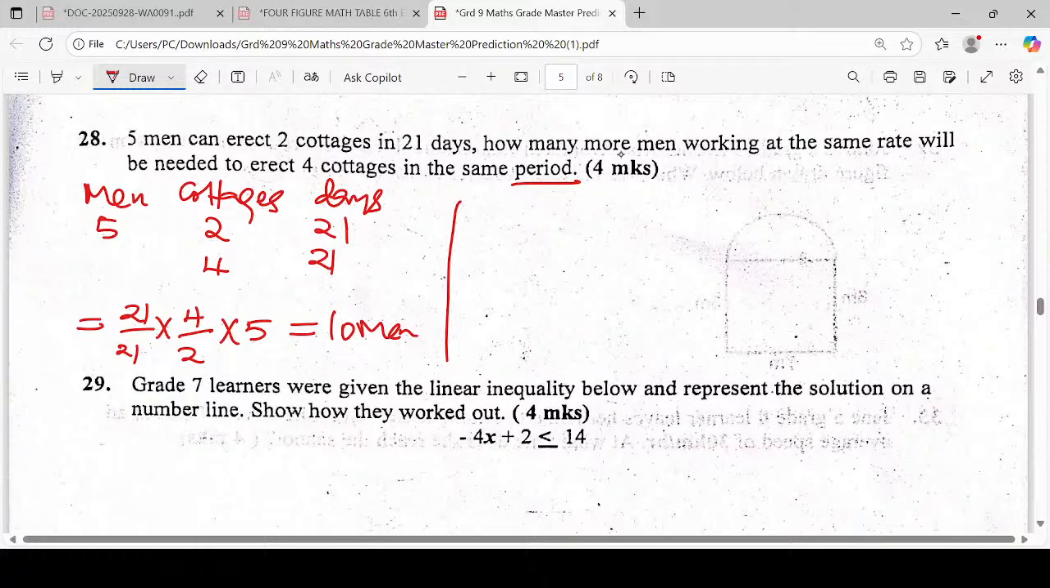When you multiply that, you are going to get the number of men to be 10. Looking at the question, they are asking how many more men. To get the number of men, how many more men? You're going to take 10 minus 5. This is going to give you 5 more men. From the previous number of men, we are having 5 more men.